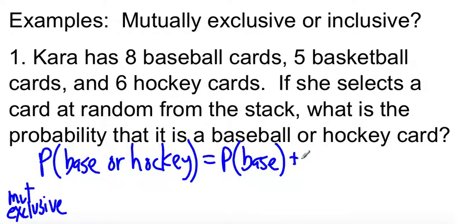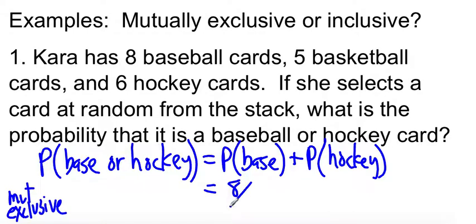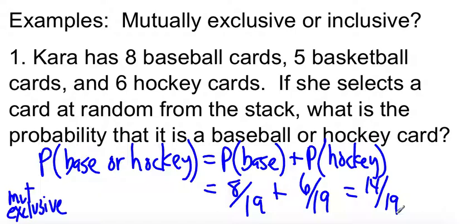To do mutually exclusive, all we have to do is find the probability that she picks a baseball card and add that to the probability that she picks a hockey card. So probability of baseball, she has 8 baseball cards out of a total of 19, hopefully 19. And hockey, she has 6 out of a total of 19. If you add those together, the probability of picking baseball or hockey is 14 out of 19. We always want to reduce our fractions, and then I often convert it into a percentage because 14/19, I don't know, it's kind of hard to think through what that might be. If you put that into your calculator, it's about 74%.